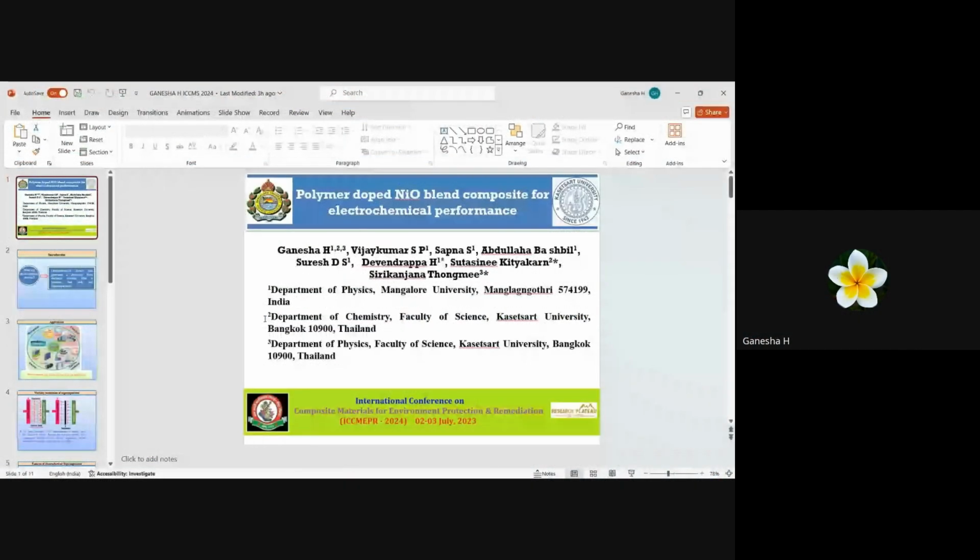Myself, Dr. Ganesha H. I am a postdoctoral fellow, Department of Physics at Kasetsart University, Bangkok. Paper ID is 174. My topic: polymer doped nickel oxide for electrochemical performance.